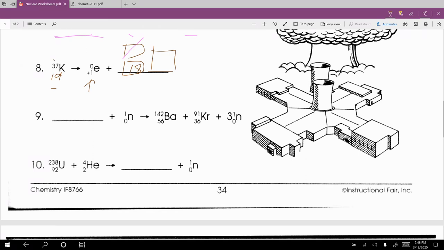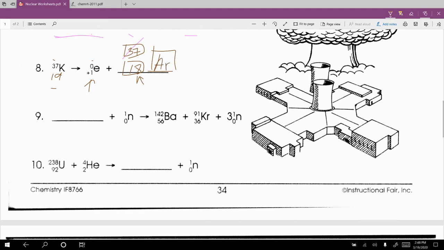Top number is 37. Top number 0. What number plus 0 equals 37? That's right, 37. Now I just got to figure out what element has the symbol 18. So what does that go with? Scan the periodic table. There you go. That's going to be argon.